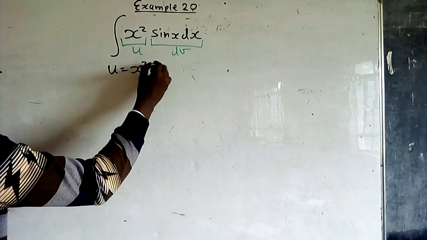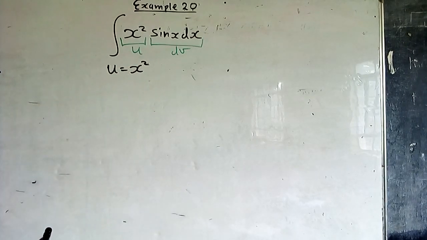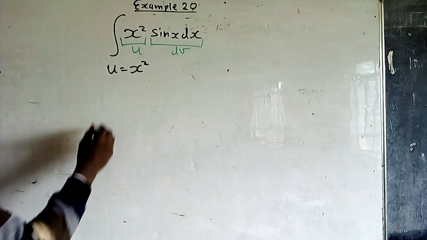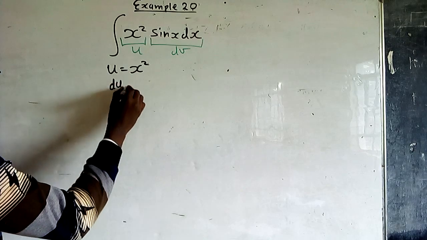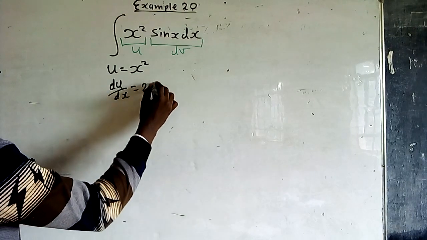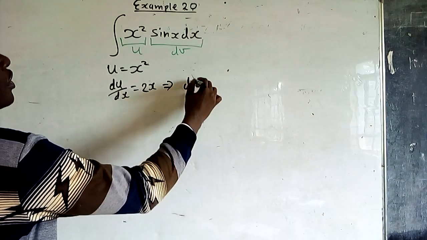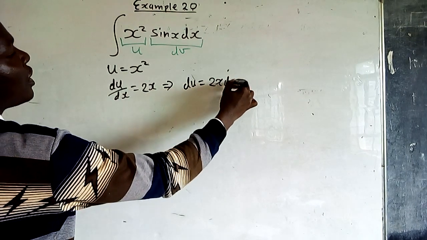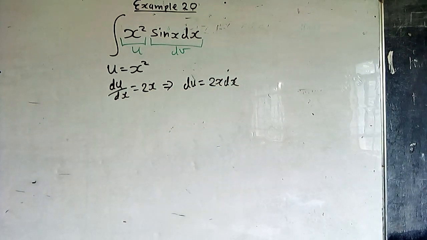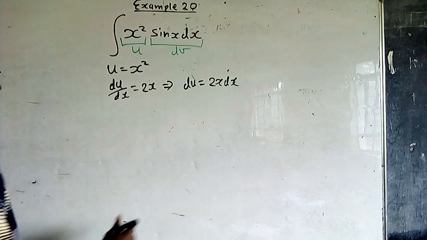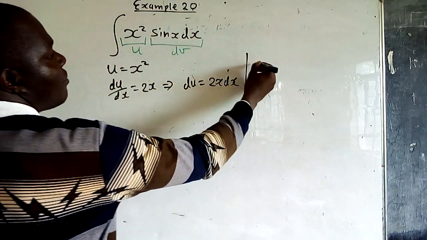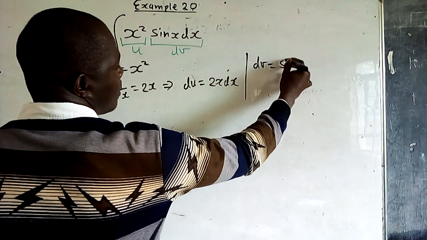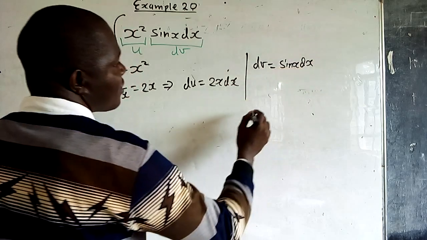So go on. What is your u? Your u is x squared. If you differentiate u with respect to x, you get du over dx equals 2x. This implies that du is 2x dx, isn't it? You are done with du. You go to dv. What is dv? dv is the same as sin x dx, isn't it?